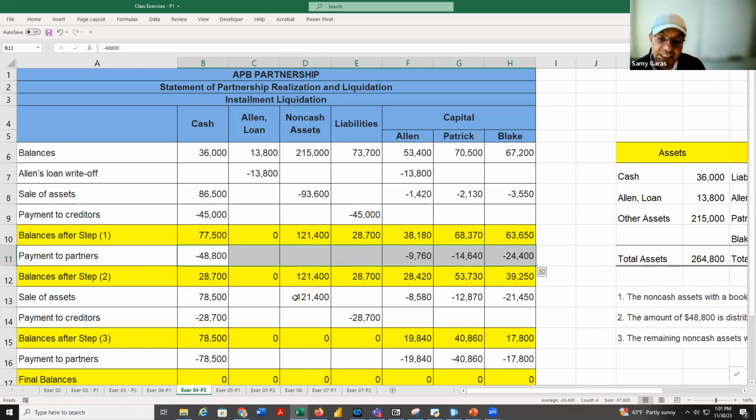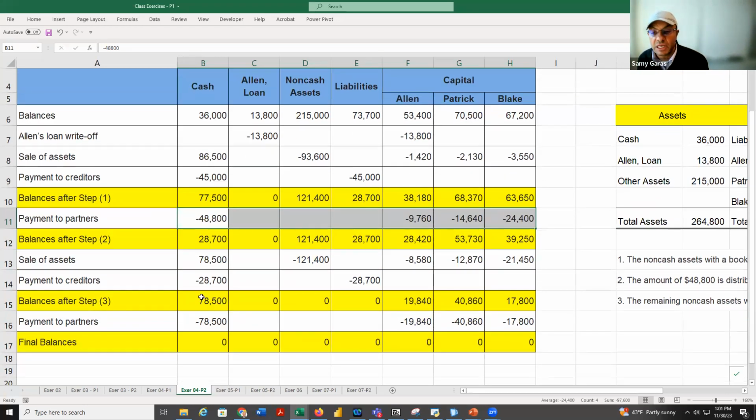Then we make the second sale of assets, which will take us to 78,500, and the difference will be loss. Then we make the payment to the creditors here, the second portion of the creditors. This will make the loan zero, the non-cash balance zero, the liability zero. But look here, you will see that we have positive balances for all the three partners, which means no deficit, which is good. So now I distribute the remaining cash among the three partners.